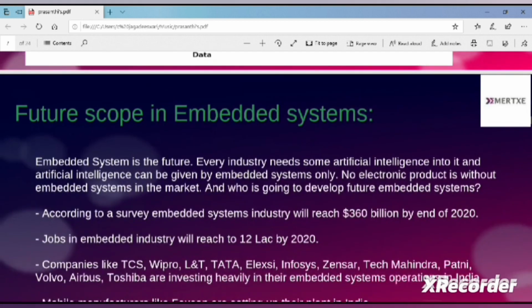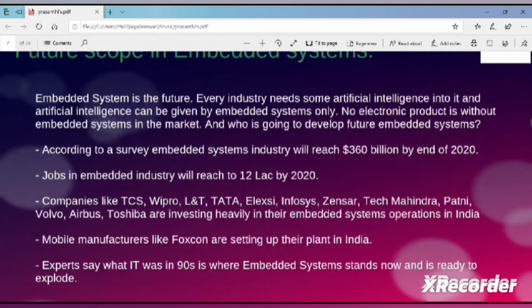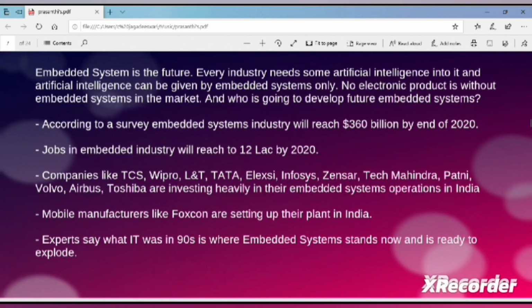Future scope in embedded systems. Embedded systems are the future. Every industry needs some artificial intelligence, and artificial intelligence can be given by embedded systems only. No electronic product on the market is without an embedded system. And who is going to develop future embedded systems? According to a survey, the embedded system industry will reach $360 billion by the end of 2020. Jobs in the embedded industry will reach 12 lakh by 2020. Companies like TCS, Wipro, L&T, Tata, Infosys, Zensar and Tech Mahindra are investing heavily in embedded systems in their operations in India.